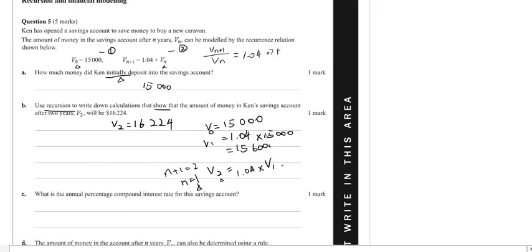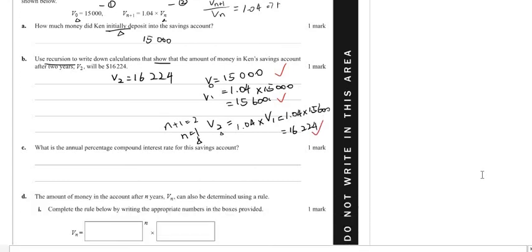Now I know that my V1 is equal to 15,600, so the equation becomes 1.04 times 15,600. And the final answer is 16,224. So that's how you write down the equation. You have three equations over here. The first one is V0 equals 15,000. For the second one you find V1, and for the third you find V2. And that's how you get the 1 mark.